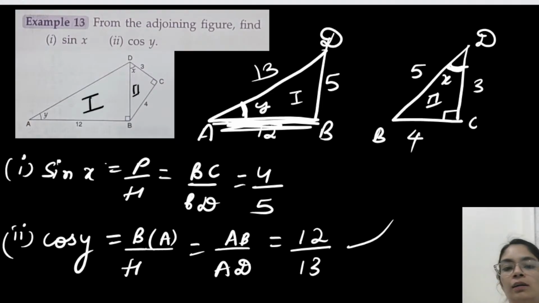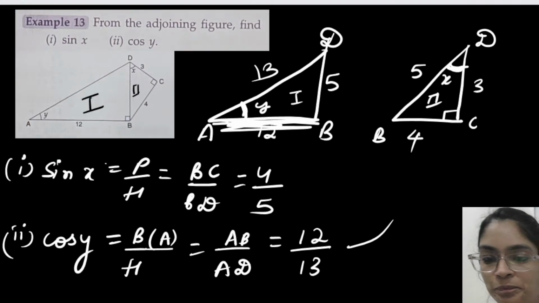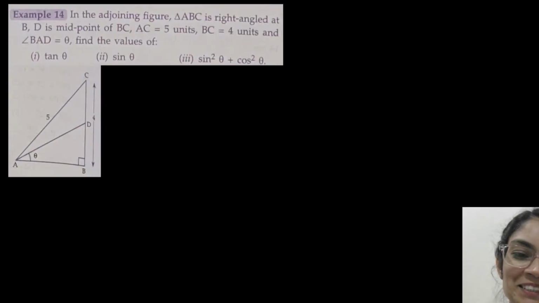Good. So shall we end the class, or should we do one more question? One more question or we'll finish the class? One more. Sami is telling one more. Okay, let's do one more. Shashank is also telling. Okay.